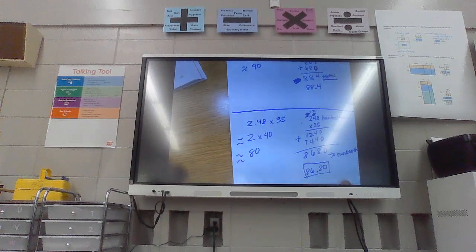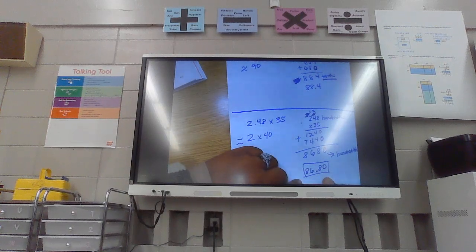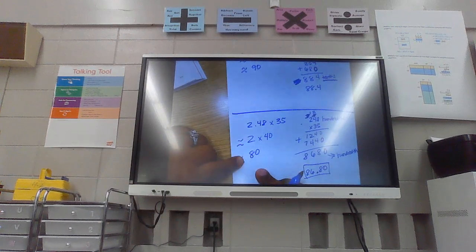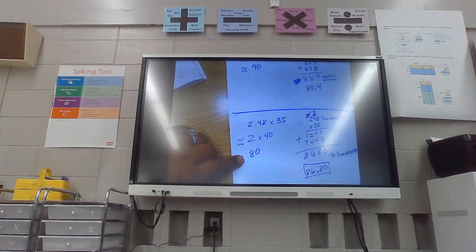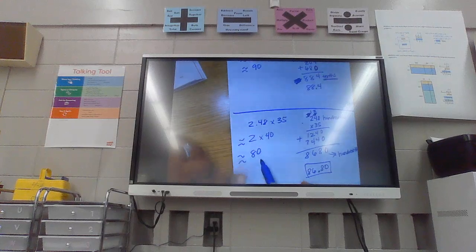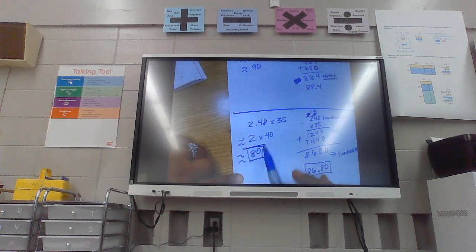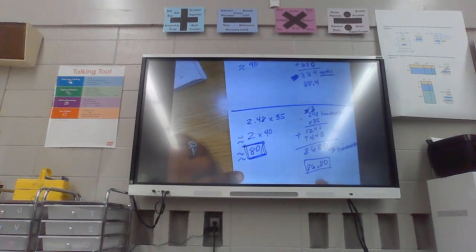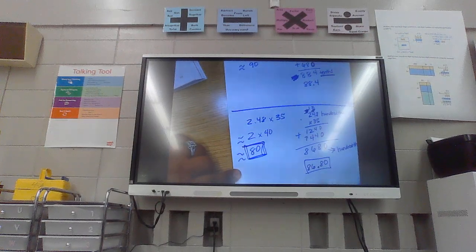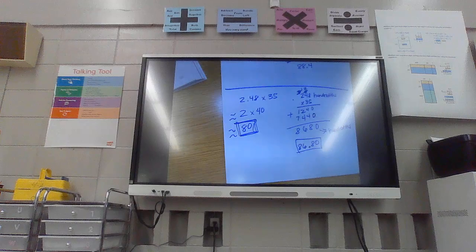So as long as this didn't end up being 868. So when we round, that's to tell us where my decimal belongs, right? So long as I don't have 8.680 or 868.0, as long as I'm ending really close or around my estimation, I know that my decimal's in the right place. Okay? That's to tell us where my decimal should go. Making sure that my answer is reasonable.